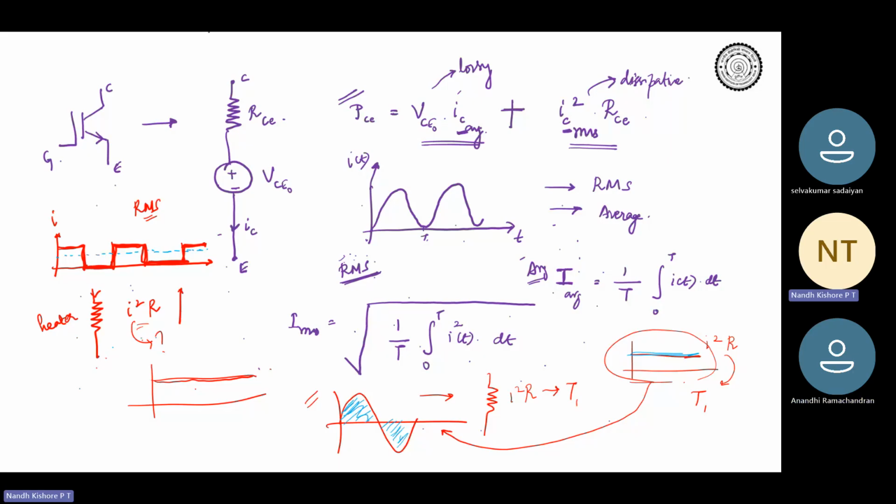Yes, sir. First we understood how to model the device, that is, there is a voltage drop and then a resistor. And if you know this, how will you find out the loss? I RMS square into R plus V into I average.